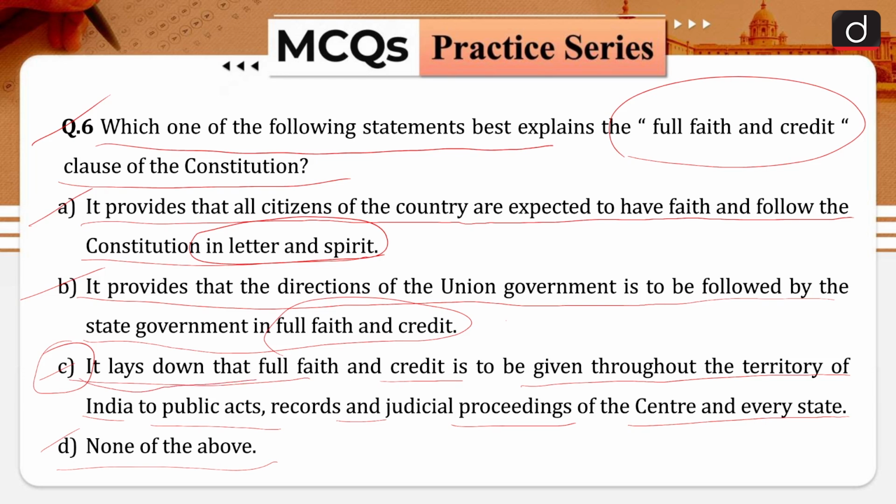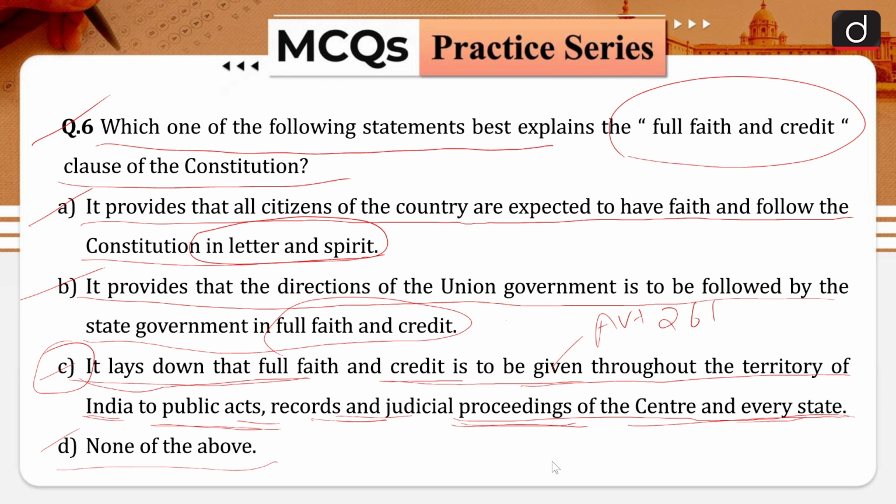The Constitution of India lays down that full faith and credit is to be given throughout the territory of India to public acts, records and judicial proceedings of the centre and every state. So it has been laid down under Article 261. The Constitution of India under Article 261 contains the full faith and credit clause, which says full faith and credit shall be given throughout the territory of India to public acts, records and judicial proceedings of the union and of every state. Okay. The aim is to ensure that the acts, records and judicial proceedings of one state may be recognized and implemented in other states without any difficulty.